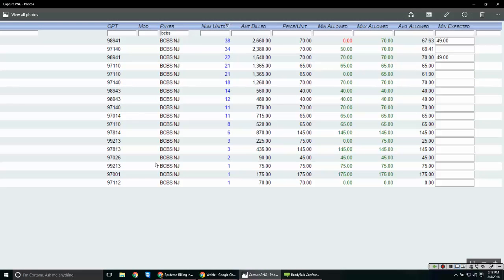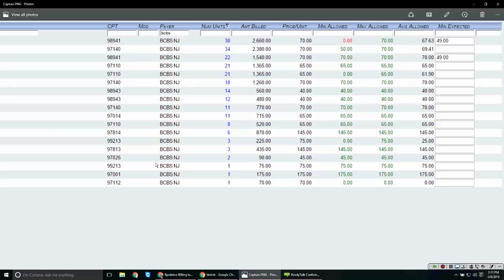And then you can see the total amount that was charged out, the price per unit of that procedure, and then the system calculates for you the minimum allowed and the maximum allowed that you've received on those claims during that time period. And then we also give you the average amount allowed on those claims. So this allows you to get the information to let you know how much you have been receiving, what's the lowest you've ever received, what's the most you've ever received, and what's your typical allowed amount for this CPT, for this rendering practitioner, for this payer.